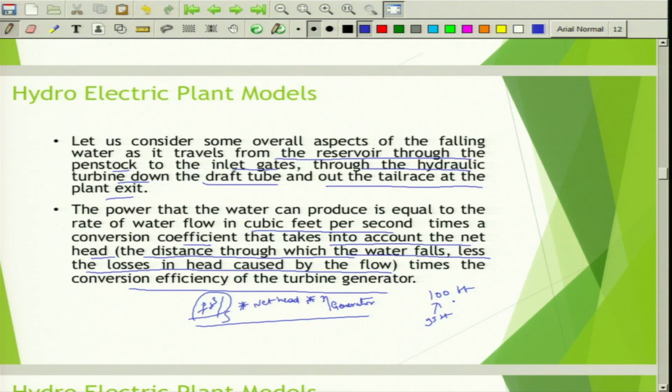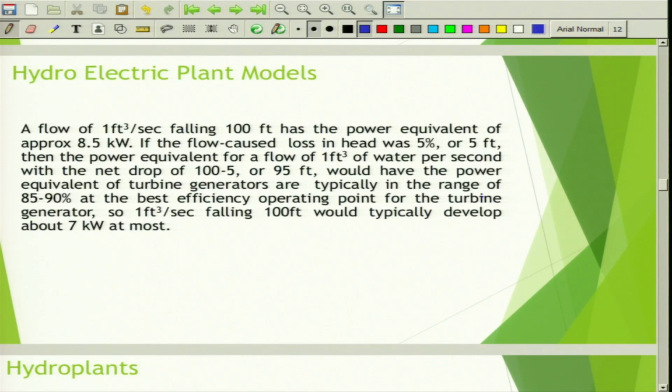Anyway, the amount of electricity generation depends upon the head. So in order to accommodate these water losses, we reduce the overall height. That's what this net head is, and the generator has its own efficiency also. So overall electricity generation ultimately depends upon all these factors. I'll give you an example here. Let's say a flow of 1 feet cube per second, this is the speed of water, falling 100 feet, this is the height, has the power equivalent of 8.5 kilowatt.